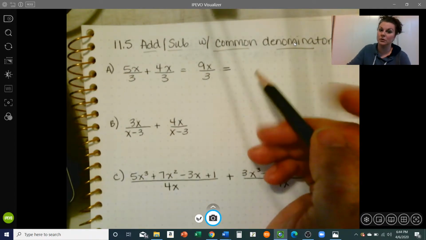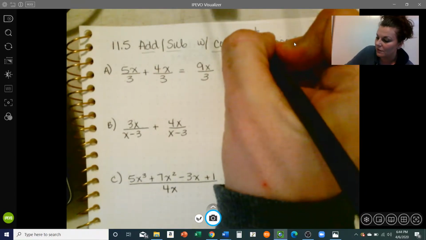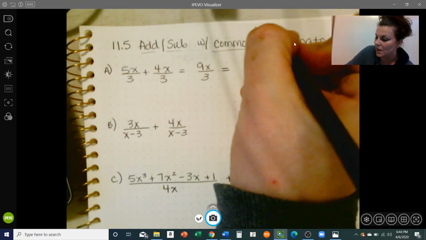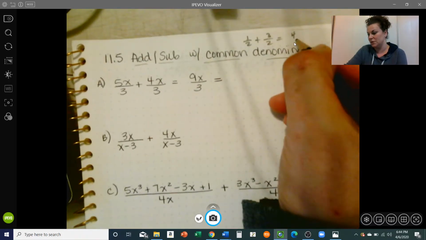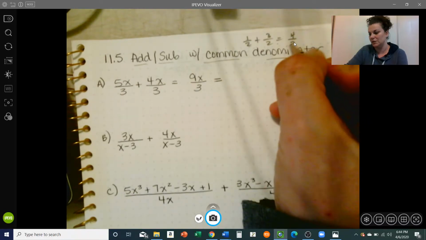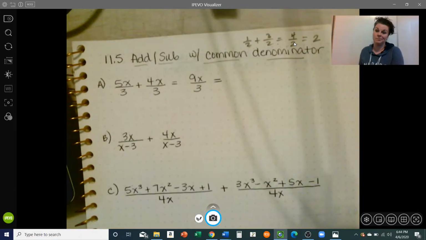So remember the rule when we add and subtract fractions, like if I have a half plus 3 halves, I add my numerators and I get 4 and my denominator stays, and then I simplify my answer. And so that's exactly what we do here.